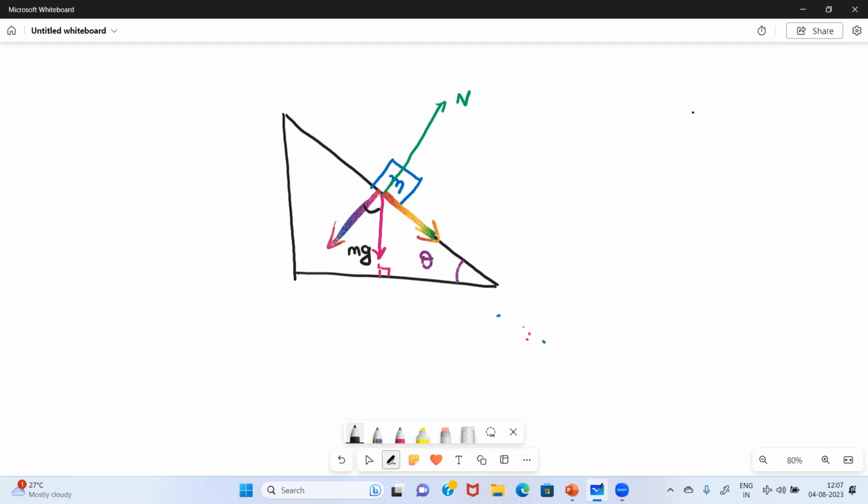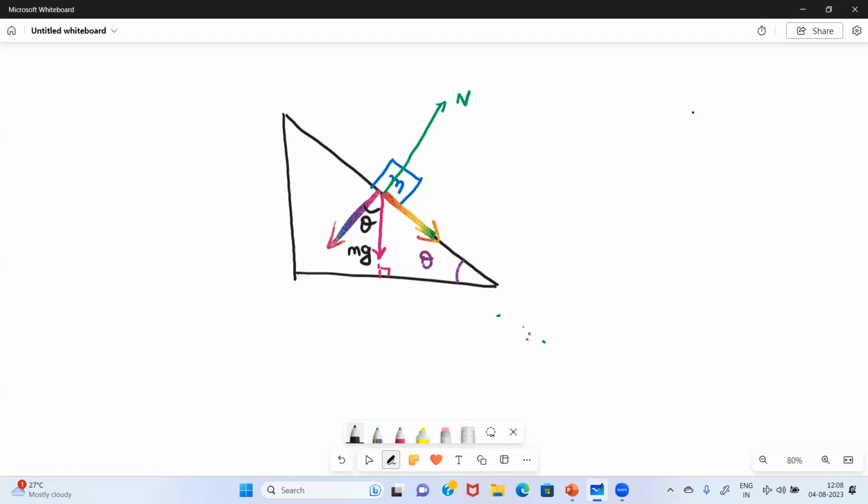What is this angle, guys? 90 minus theta. What is this angle? 90. So what should be that angle? Theta. 90 minus theta plus theta gives you what? 90. So are you clear now? Did you understand why it is theta? Yes. Okay. Now, the vertically down force is what?